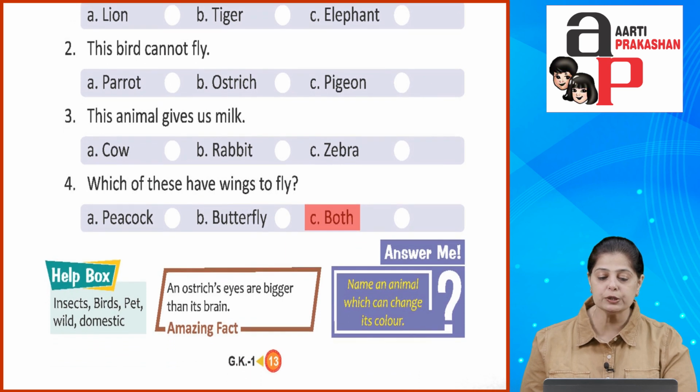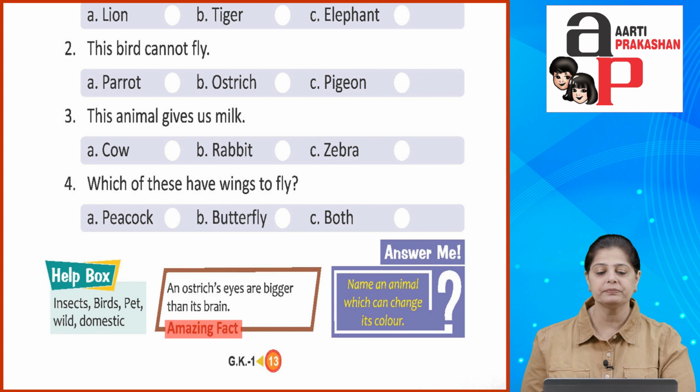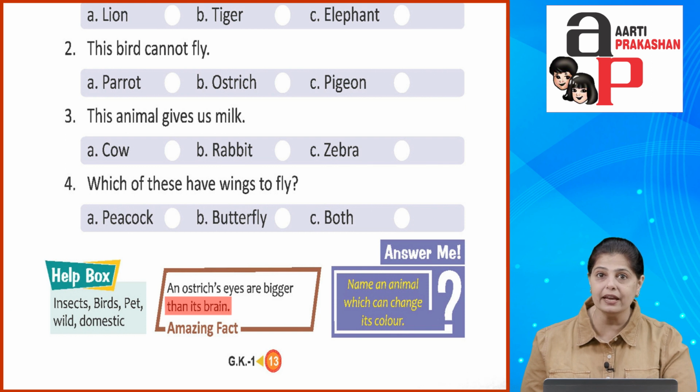Alright. So now, let's look at an amazing fact. Children, all these words are mentioned in the help box. So, you can pick up the spelling from the help box of these words and write them in the respective blanks. Alright. Now, let's look at the amazing fact. An ostrich's eyes are bigger than its brain. Wow, this is so interesting to know that the brain of the ostrich is smaller than its eyes.